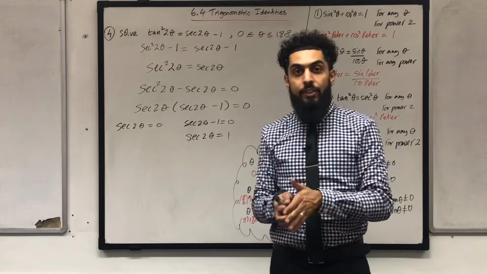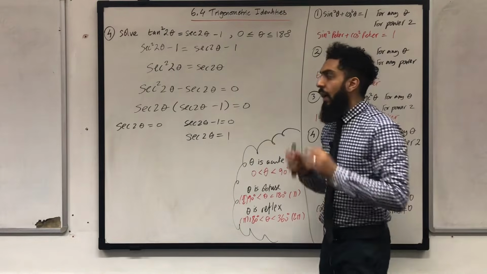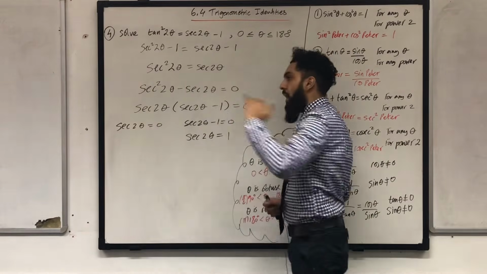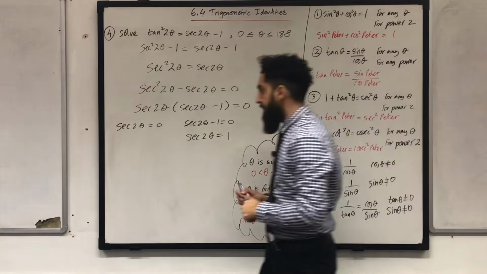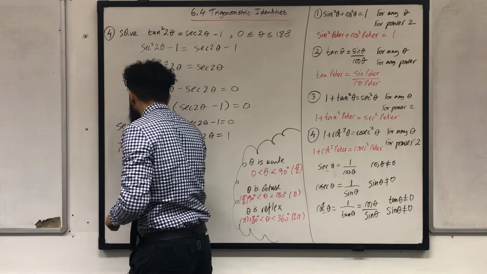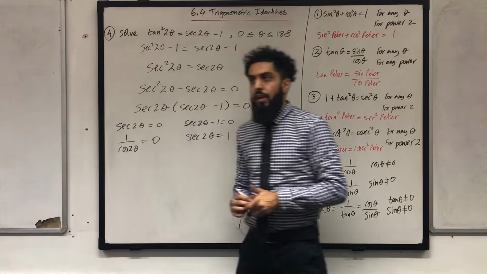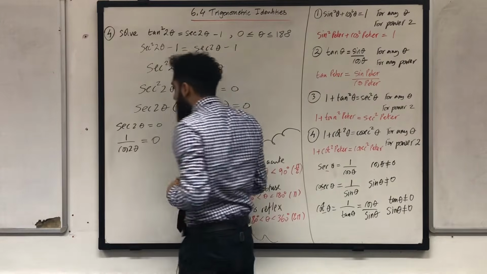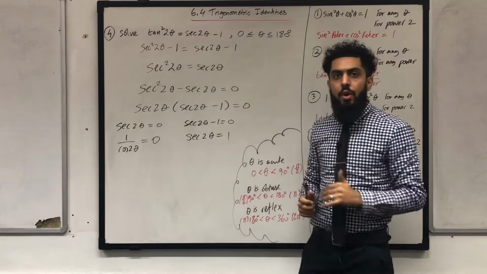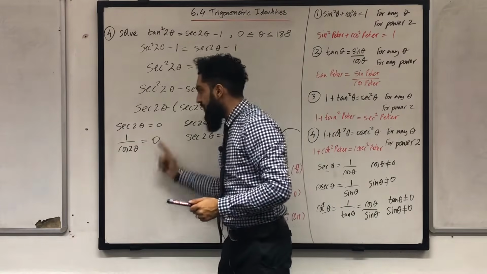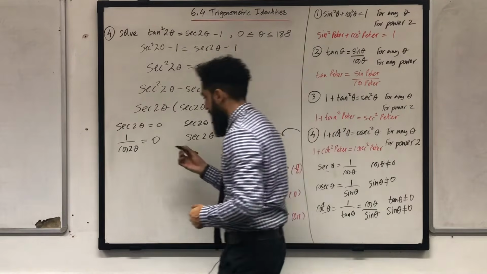The problem is there is no sec button in the calculator, hence I need to actually replace the sec 2 theta with 1 over cos 2 theta. So 1 over cos 2 theta is equal to 0. Okay, what I see is if I take the reciprocal of both sides, I get cos 2 theta equal 1 over 0, but you can't do 1 divided by 0. Hence, this particular equation has no solutions.